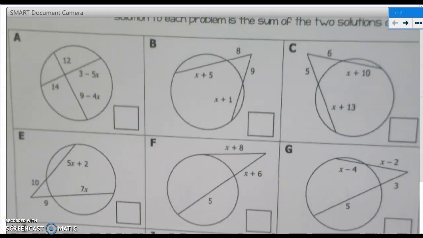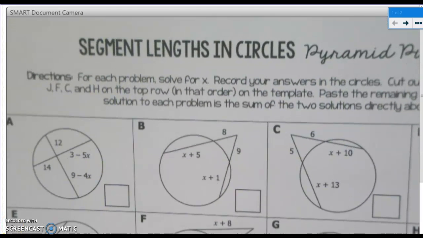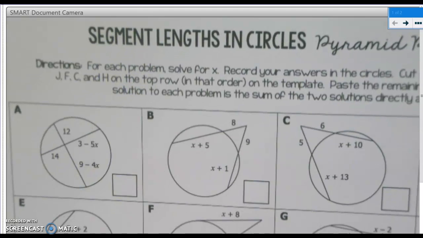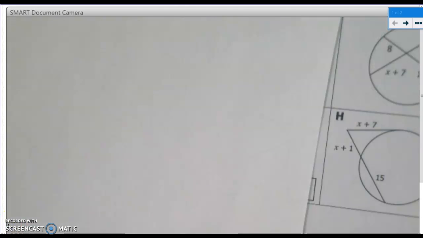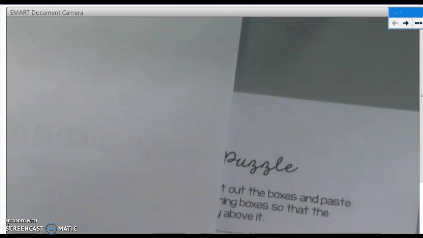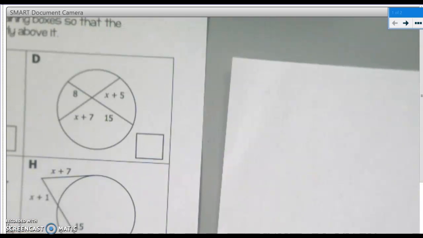Hi guys, in this video I'm going to do a few examples from this pyramid assignment that we had the other day. I'm purposely going to do the ones that were a little bit more challenging. So I'm going to start with problem D.